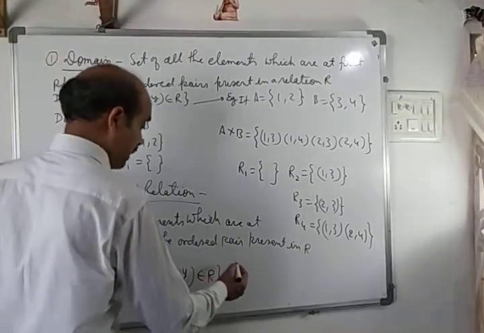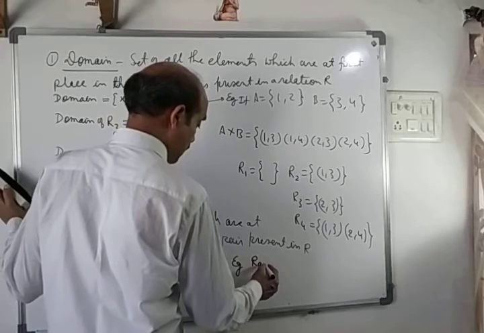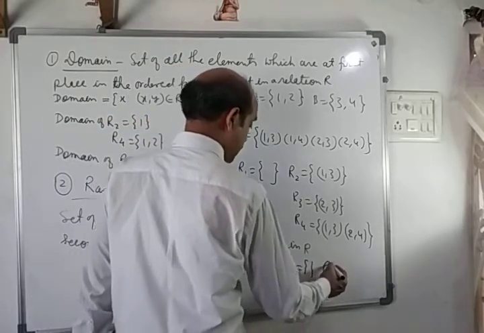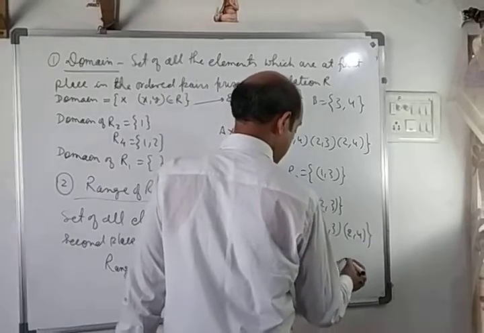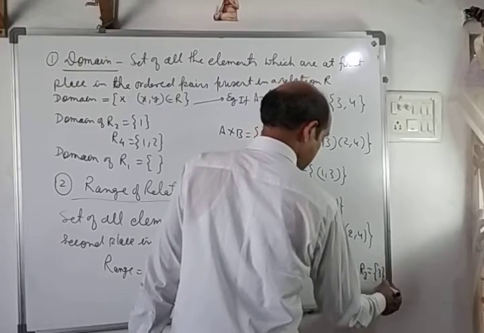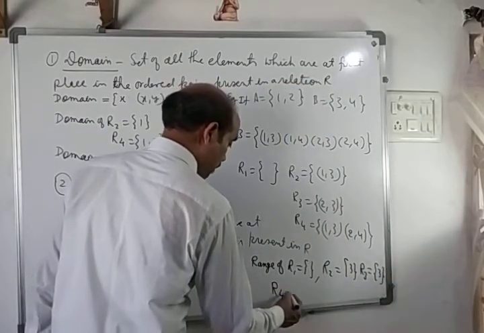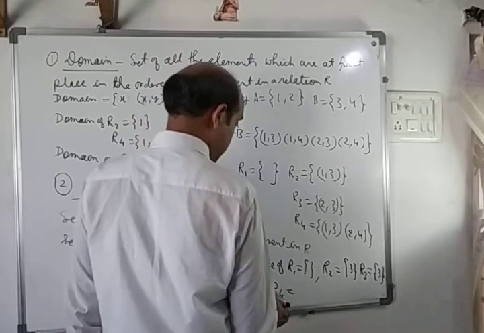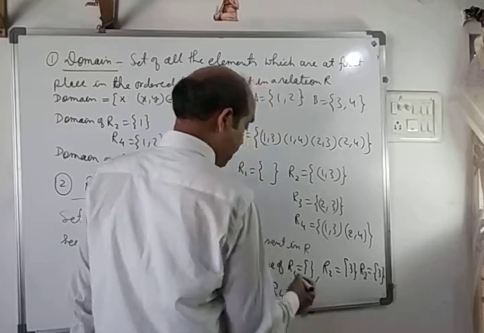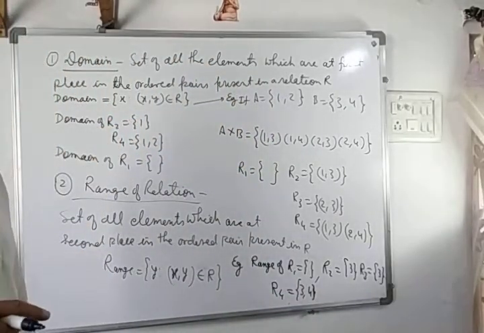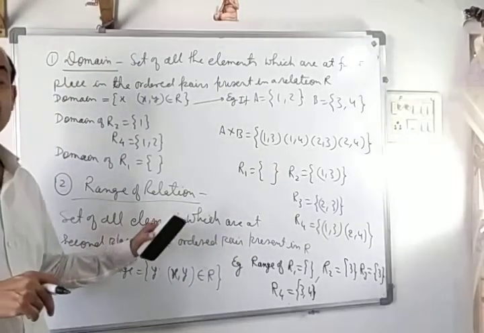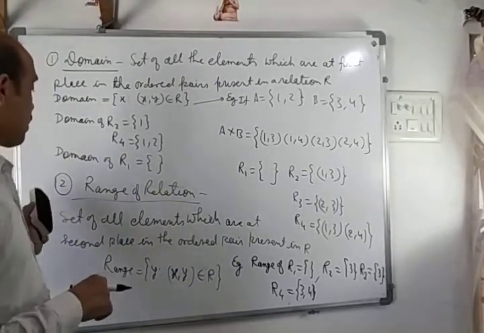Now example: range of R1 is 5, R2 is 3, for R3 also 3, and for R4 that is 3, 4. But always it is a set, don't write it as an ordered pair. Domain is also a set, written in the beginning, the set of all first elements. So this is the domain and range of any relation.